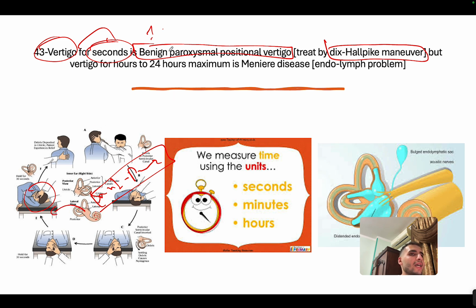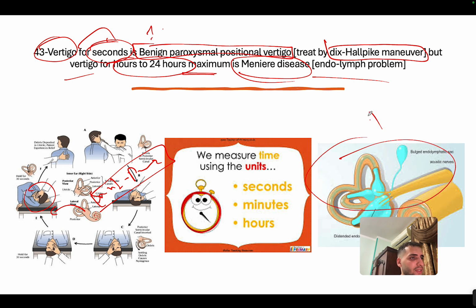Okay, now this is the opposite. When you see vertigo for hours to 24 hours maximum, this is called Meniere's disease, which is a problem in the endolymph. There is an increase in the endolymph. Okay, both of them are different. So if it's vertigo for seconds, this is paroxysmal. If it's vertigo for hours to 24 hours, so 1 day maximum, this is Meniere's disease.